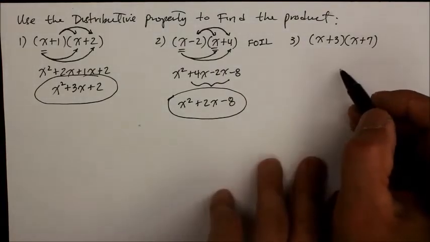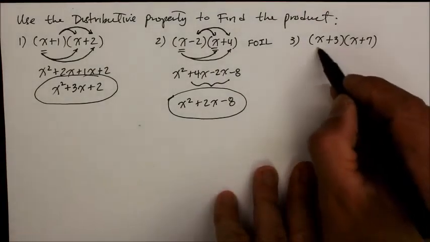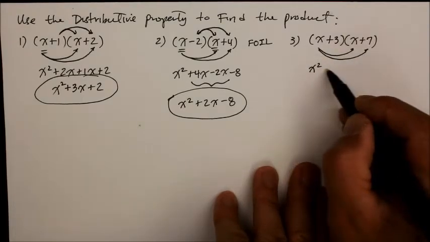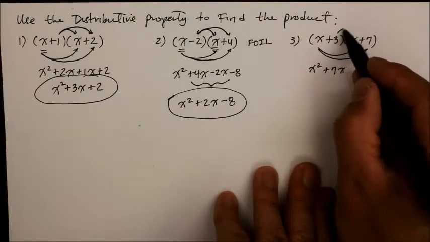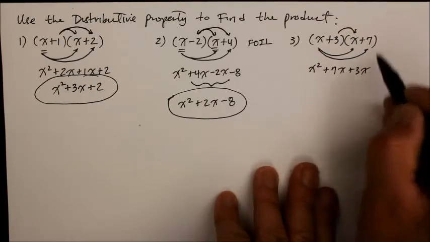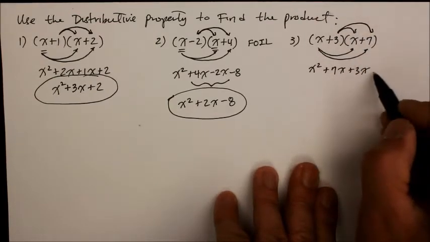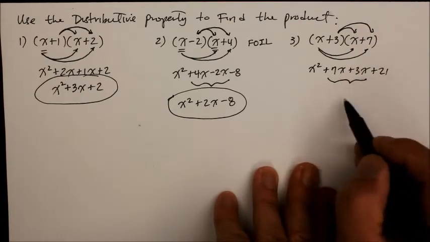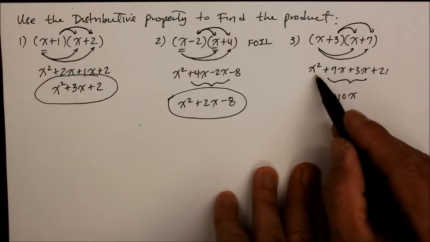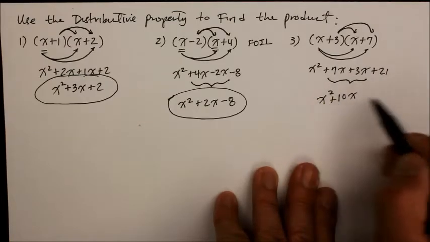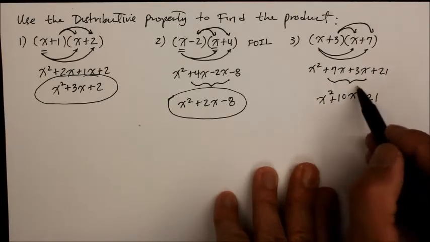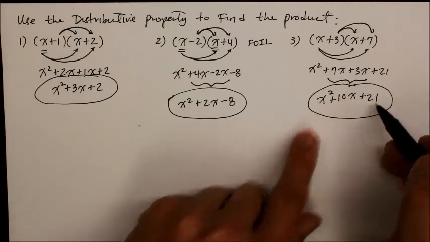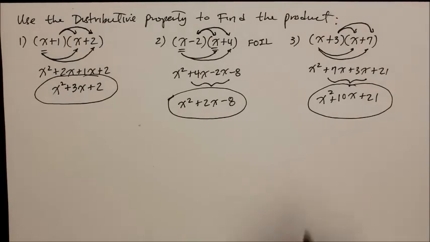And the third one, same thing. X times x, x squared. X times 7, 7x. 3 times x, 3x. 3 times positive 7, plus 21. Combine the middle terms. 7x and 3x become 10x. These first and last terms I haven't done anything to. Just copy them down, and there's your 3-term polynomial. Now we can talk about factoring.